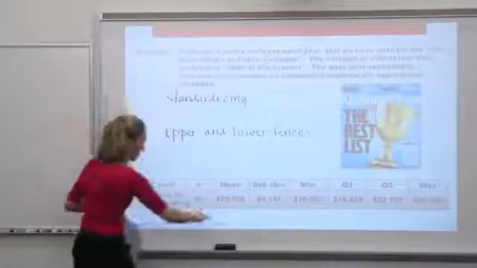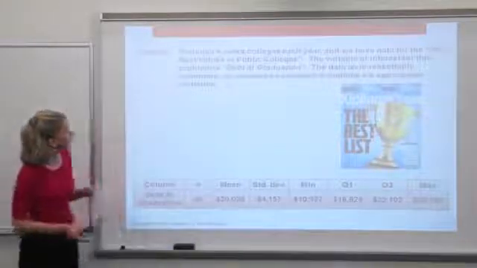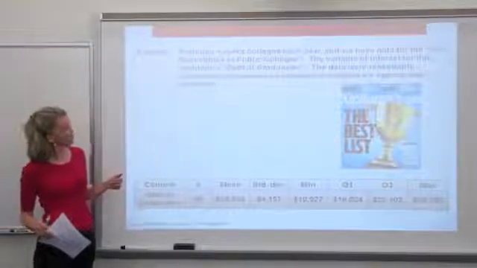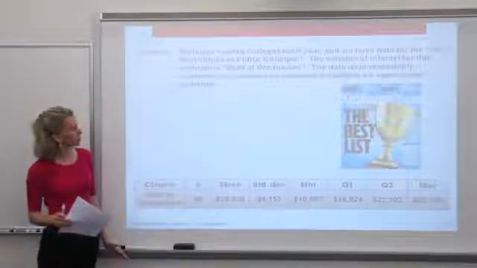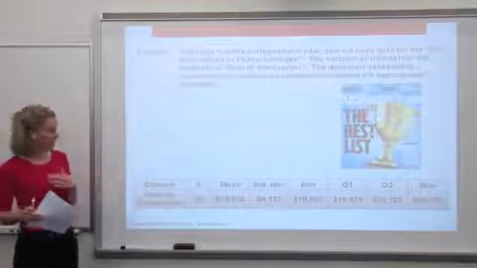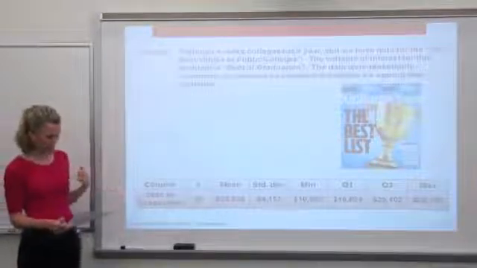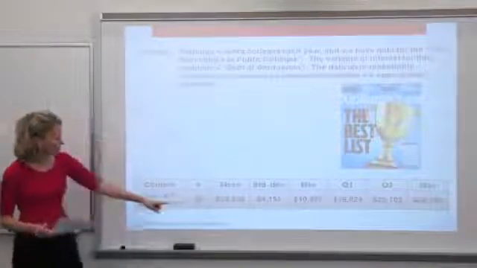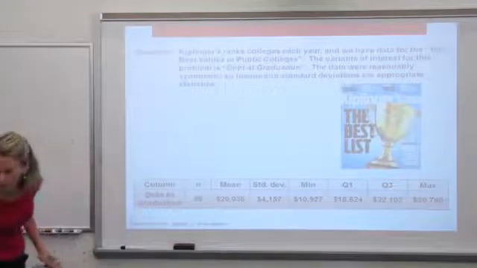All right, let's look at another example. Kiplinger ranks colleges each year, and we have data for 100 best values in public colleges. The variable of interest is debt at graduation. The data were reasonably symmetric, so means and standard deviations are appropriate. And we have some summary statistics here. We see that the average debt at graduation was $20,038. And we're going to compute some z-scores.